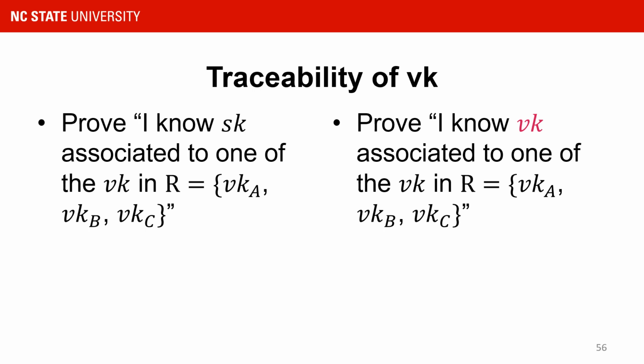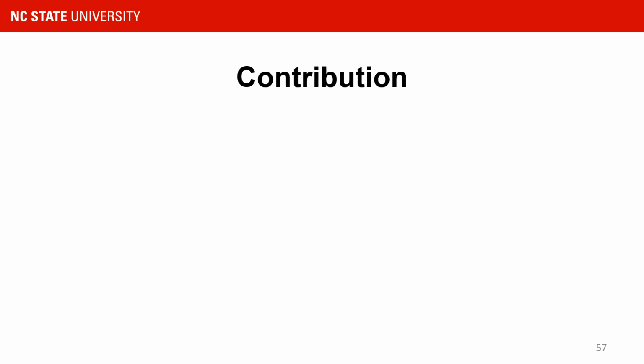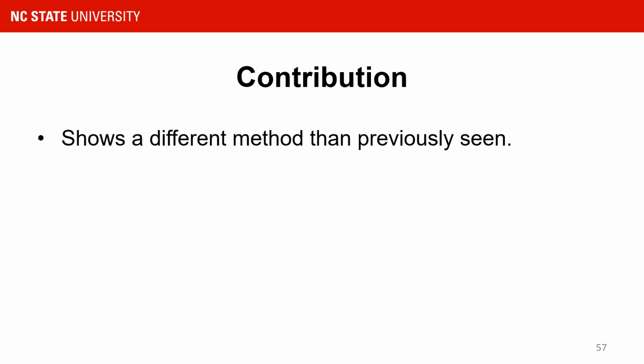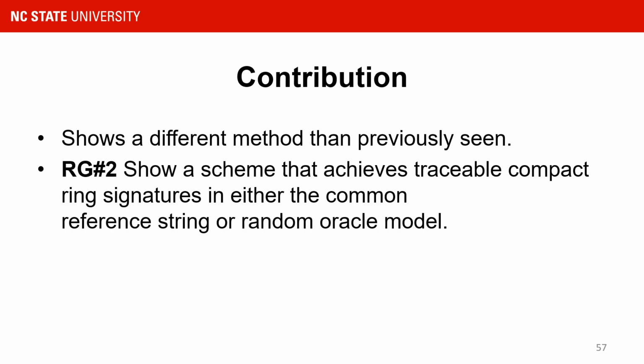Good. So that's the main point and the key contribution of this work, this different technique that we had, because it actually turns out that there are other compact traceable ring signature schemes, and we just showed an alternative method for how to achieve it. So I'll finish here with my contribution in this work, which is, well, I just show a different method for compact traceable ring signatures than has previously been seen. And my research goal 2 was answered.